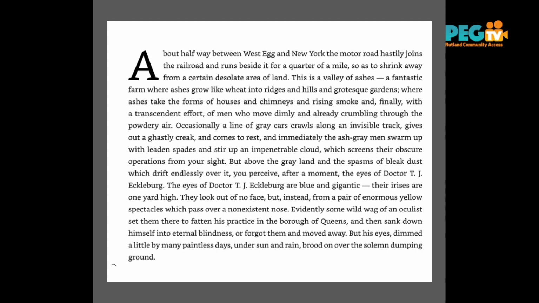Here, as chapter 2 begins, is a description of a relevant piece of the plot, the Valley of the Ashes. "The Valley of the Ashes, a fantastic farm where ashes grow like wheat into ridges and hills and grotesque gardens, where ashes take the form of houses and chimneys, rising smoke, and finally a transcendent effort of men who move dimly and already crumbling through the powdery air."